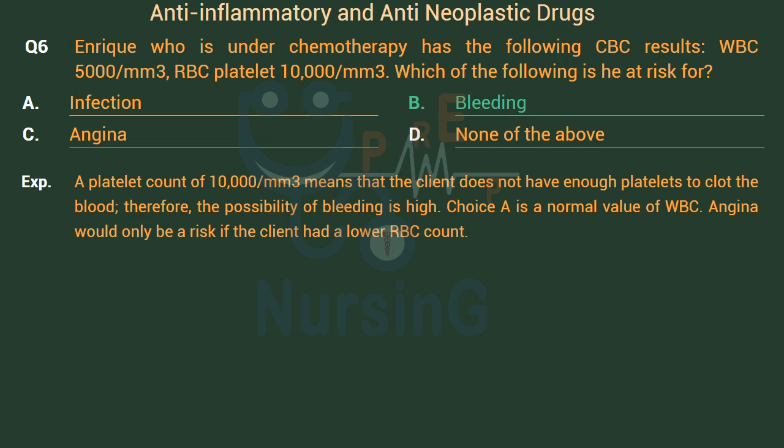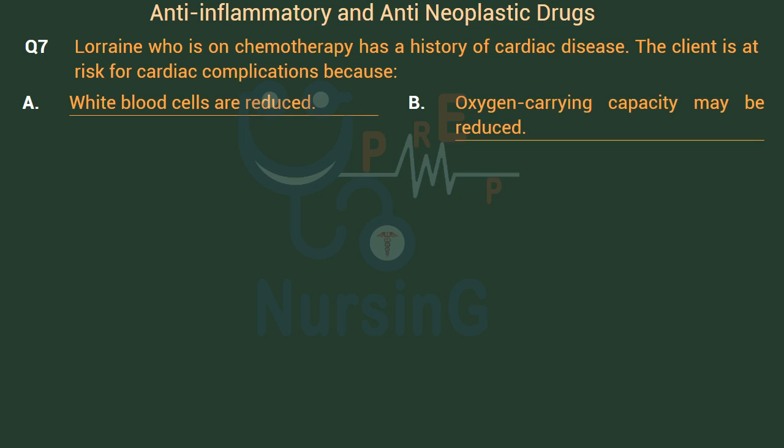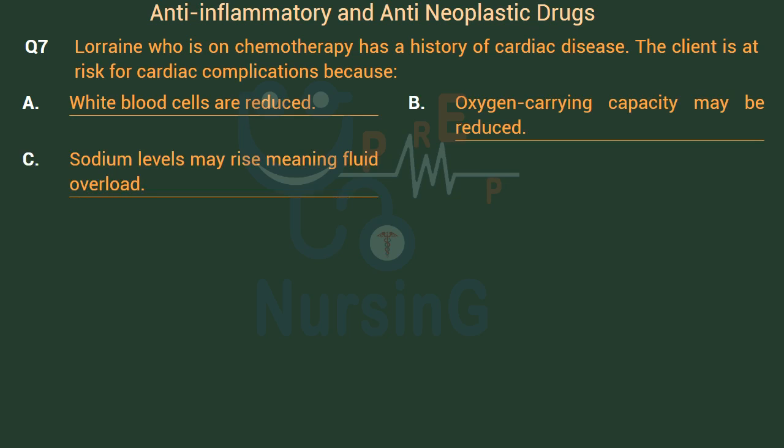Choice A is a normal value of WBC. Angina would only be a risk if the client had a lower RBC count. Lorraine, who is on chemotherapy, has a history of cardiac disease. The client is at risk for cardiac complications because Option A. White blood cells are reduced. Option B. Oxygen carrying capacity may be reduced. Option C. Sodium levels may rise, meaning fluid overload. Option D. Hematocrit is lowered.